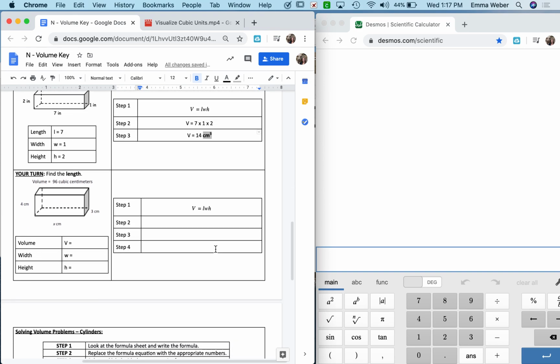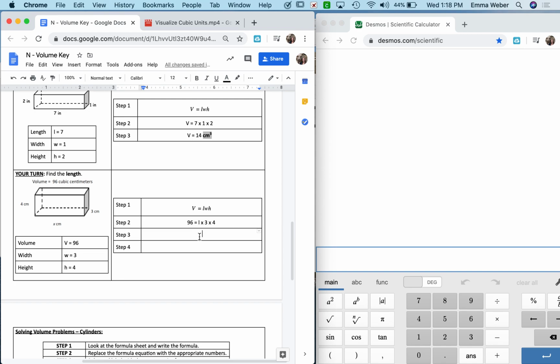Now in the last one, this one's a little bit trickier. It's giving us that the volume is 96 cubic centimeters. So we already have the answer, but we need to find the length. So the width that they gave us is 3, and the height that they gave us is 4. We don't know the length this time, so we have one extra step to do. So my formula says that volume equals length times width times height. Well, I know that the volume is 96, so I'm going to say 96 equals length, which is L, because I don't know it, times our width, which is 3, times our height, that is 4.